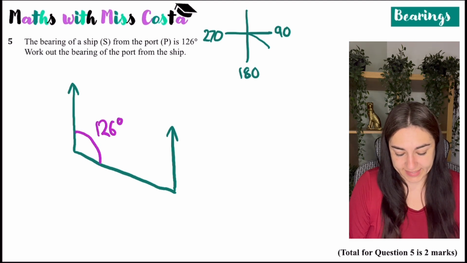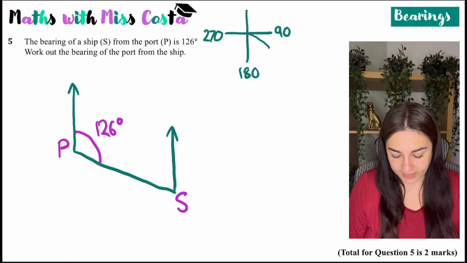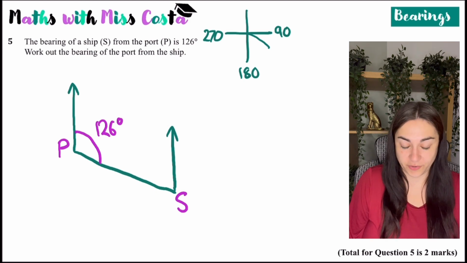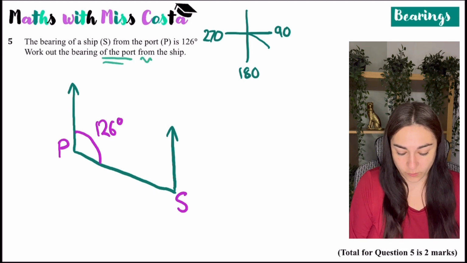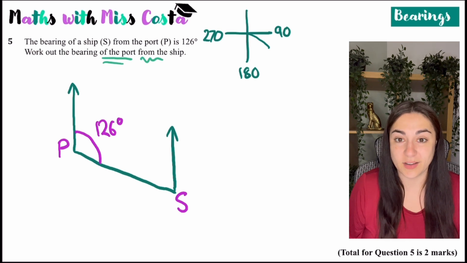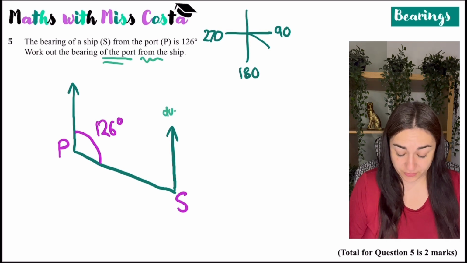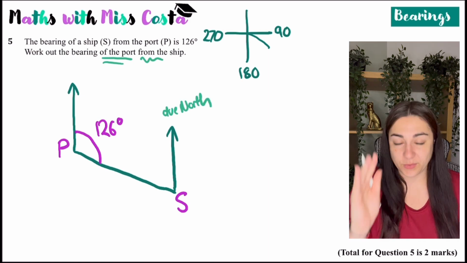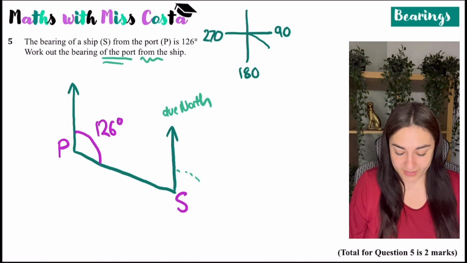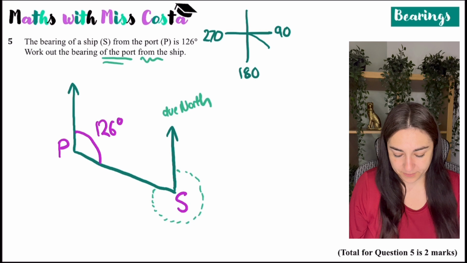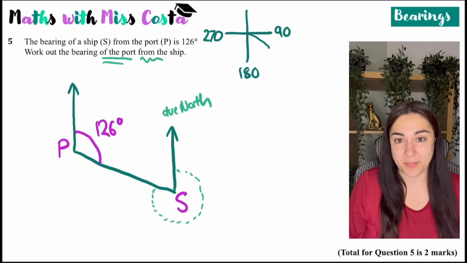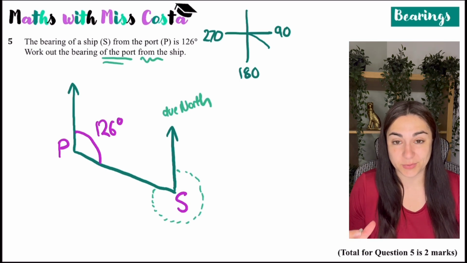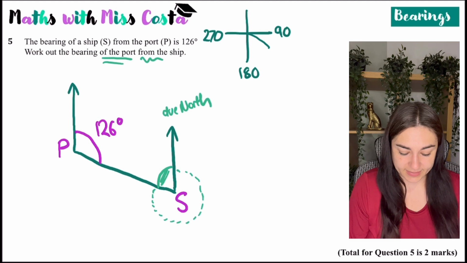I know that this angle is 126 and this is the port. So this is where the ship must be. So the bearing of the ship from the port is 126 degrees, and I need to find the bearing of the port from the ship. So we always start from where it says from. So we're going to start from the ship, and remember every bearing starts from due north, just so that we can have consistency. And you always have to start from due north and go round clockwise. So I'm going to go round this way until you reach the line, and that is going to be the bearing of the port from the ship. So in order to do this, I use my knowledge of angles on parallel lines. So these two lines, due north, are parallel lines.